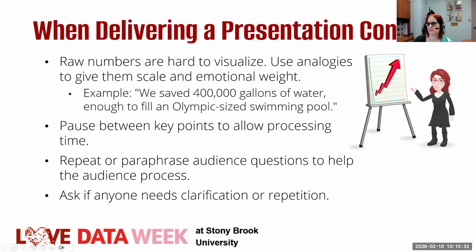We want to look at this: raw numbers are really hard to visualize. So it's always a good idea to think about any analogies to give them scale and emotional weight. So for example, if I am talking about ocean conservation, we saved 400,000 gallons of water, enough to fill an Olympic-sized swimming pool. That's giving size and scope where we can mentally imagine what that pool will look like and just how much water we're saving through our process.